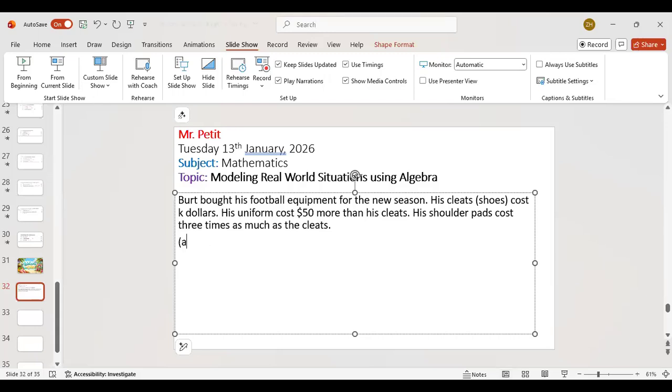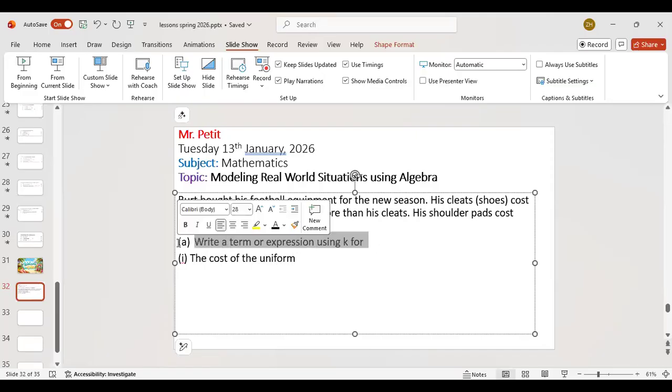So the first question is that they want us to write a term or expression using K for the cost of the uniform. So this is our first question: we want to write an expression in terms of K for the cost of the uniform.